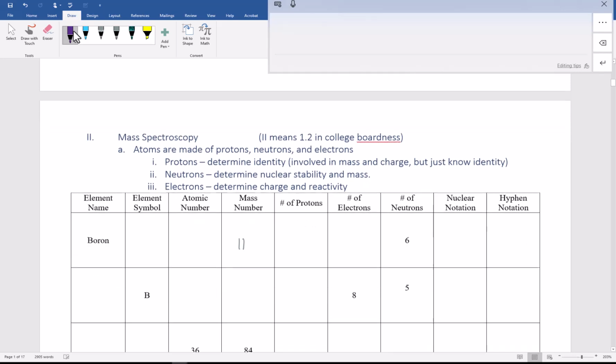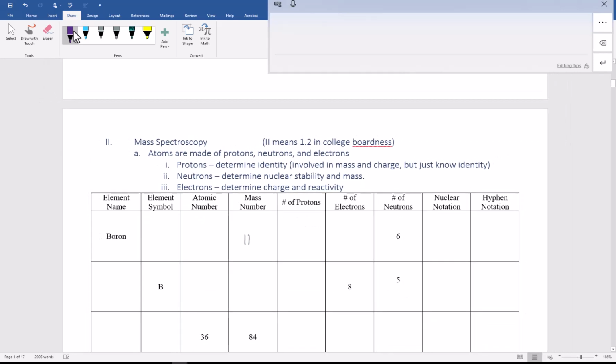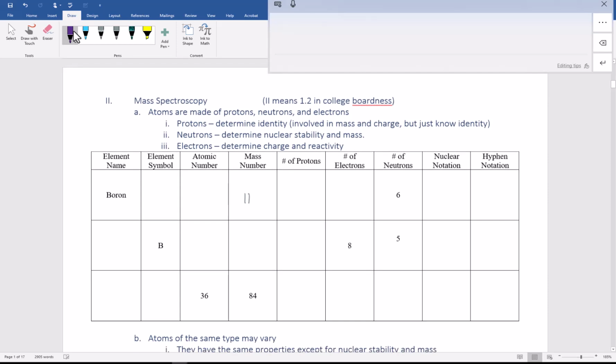All right. Mass spectroscopy. No. Sorry, 1.2. So atoms are made of protons, neutrons, and electrons. So this kind of gets buried in here. Protons determine the identity. They're involved in mass and charge, but just know the identity. Neutrons determine stability and mass, and electrons determine the charge and reactivity. So if I'm looking for this, the element symbol, if it's boron, we typically have the mass on top, and we're going to have the number of protons on the bottom.